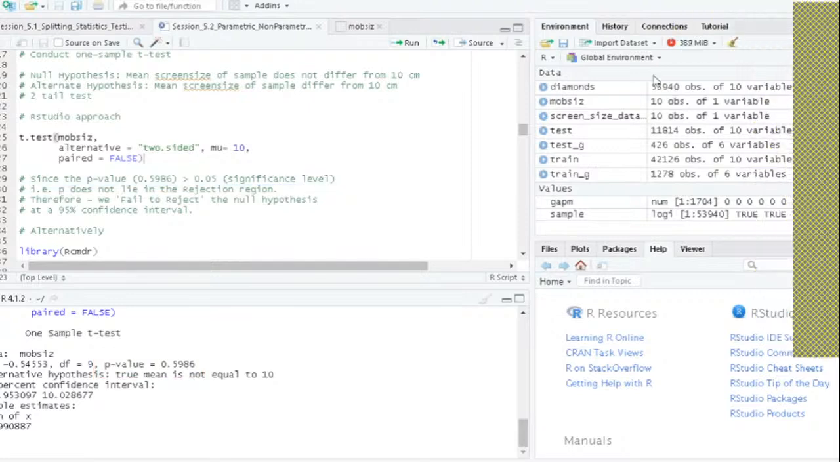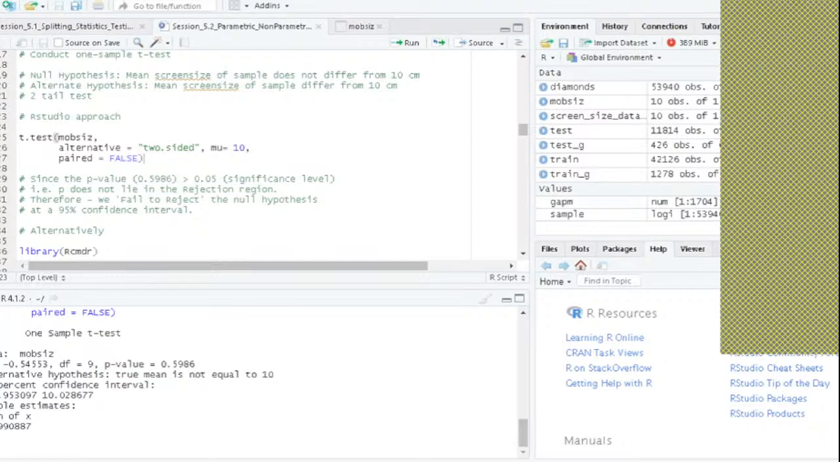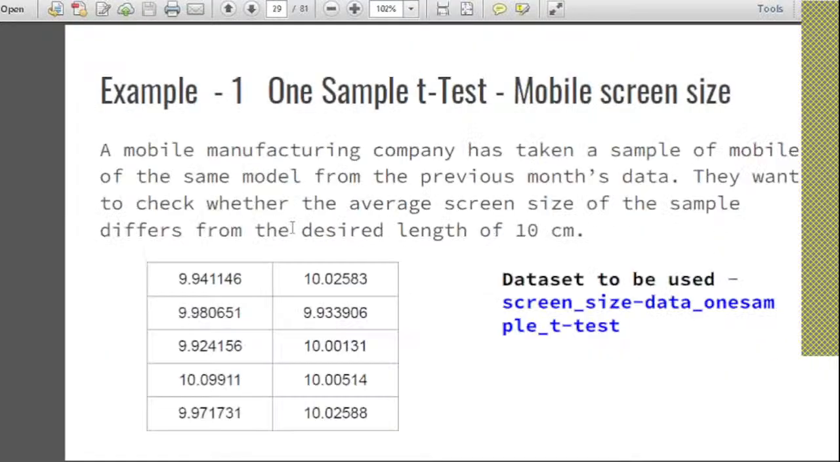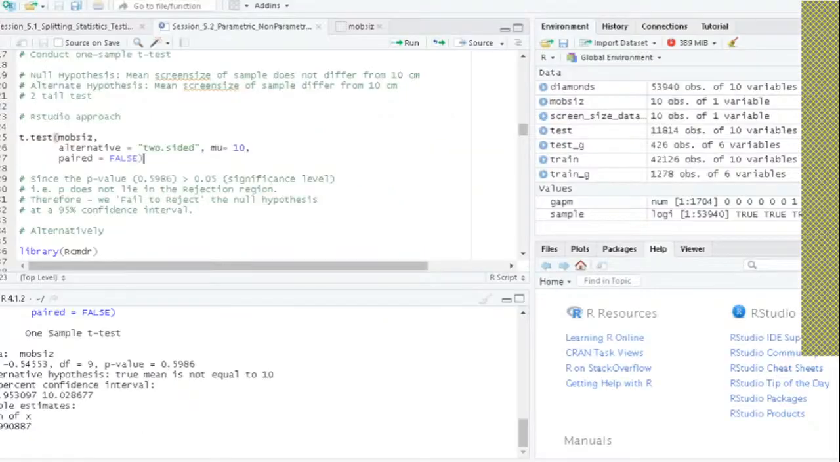In this example, mu is equal to 10 means the null hypothesis. Mu is the mean, right? The desired length of 10 centimeter. What is mu? Population mean. Remember, mu and sigma are population parameters, right? So mu here means population mean. You have to mention the population mean, right?